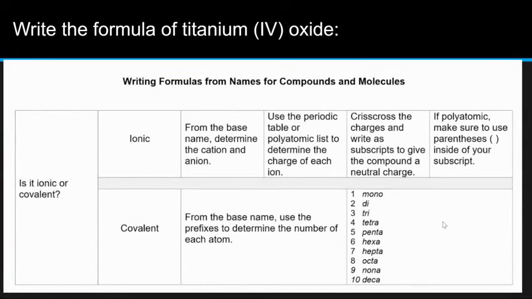All right, we have 2 problems left. Let's write the formula for titanium(IV) oxide. Let's start by, is this ionic or covalent? We should recognize that this is ionic because titanium is a metal and oxygen's a nonmetal. Roman numerals kind of give that away. Anytime we see Roman numerals in the name, we know we have a transition metal and thus an ionic formula.